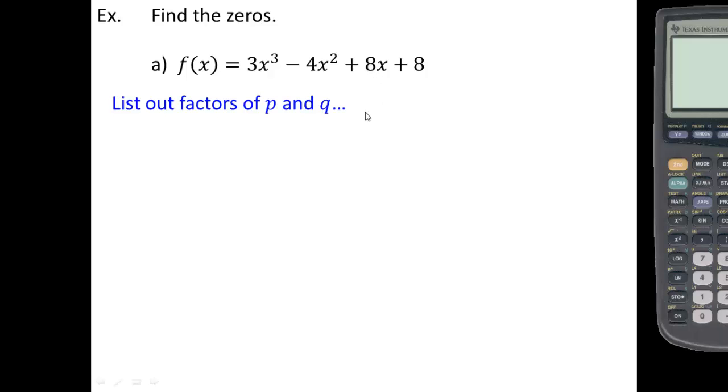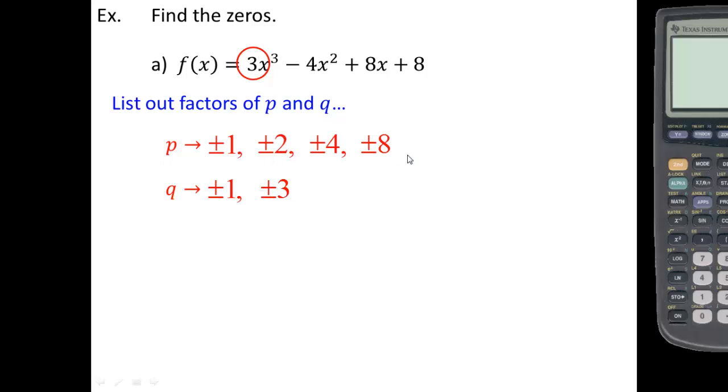So I'll start by listing out my factors of p and q. p, again, is the factors of the constant term. Factors of 8 would be 1, 2, 4, and 8, but also -1, -2, -4, and -8. So when I list out my factors, always make sure you put positives and negatives in there. q is the leading coefficient, in this case 3. Factors of 3 would be positive and negative 1, positive and negative 3.